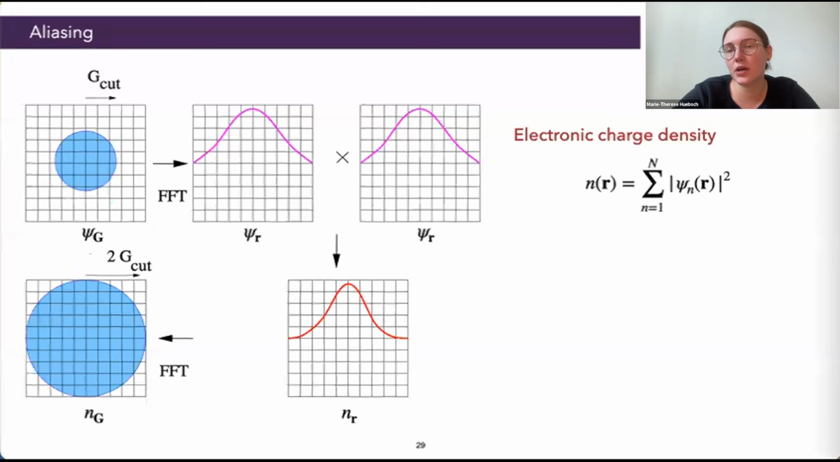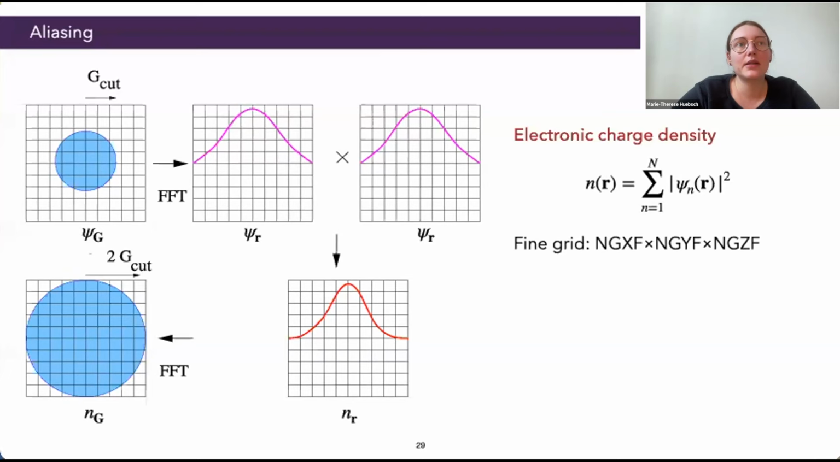So to avoid aliasing, VASP employs a second grid, a finer grid that has dimensions NGXF, NGYF, and NGZF. That is, finer than the coarser grid, NGX, NGY, NGZ. To speed up the calculation, VASP actually allows for some aliasing in the calculation, but you can switch that off by setting parameters in the INCAR file.